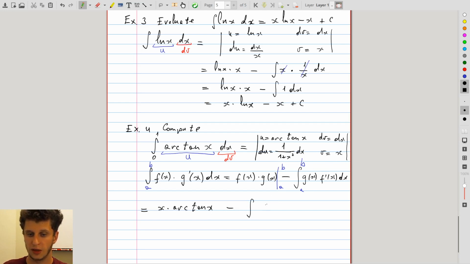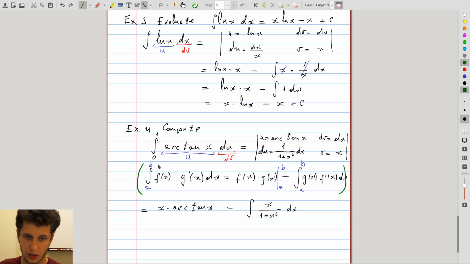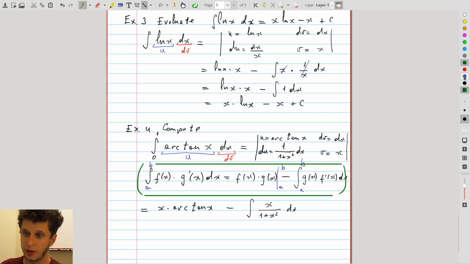That would be v times du, which is 1 over 1 plus x squared dx. And remember, since I'm using this formula for integration by parts over here, I must also take the difference between the values of all the expressions involved at my a and b, which are 0 and 1. So what I will do is plug in x equals 0 and x equals 1, like so.